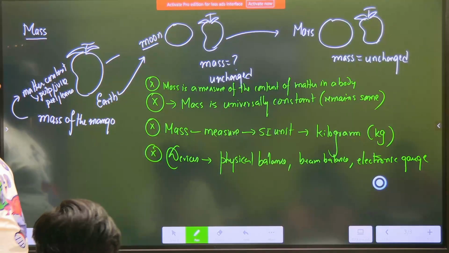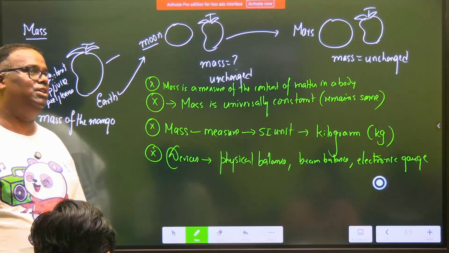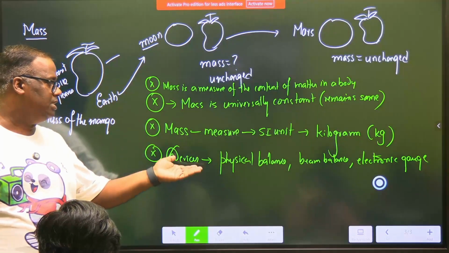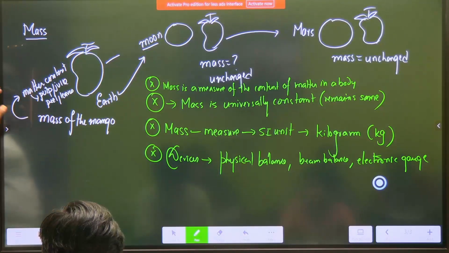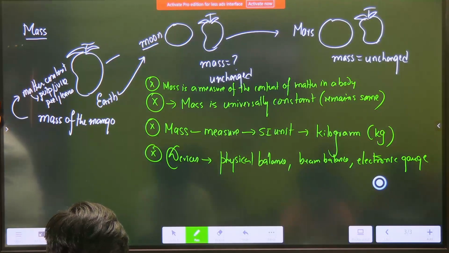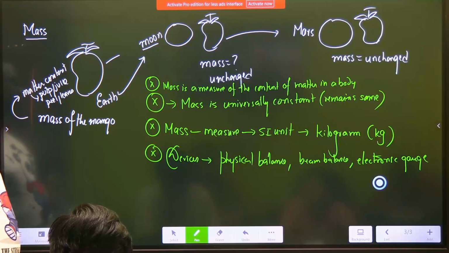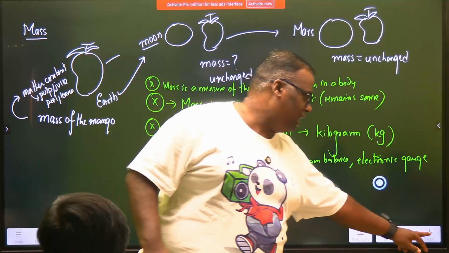तो this is about mass. Understood? So mass is a content of matter in a body. Mass remains constant universally. Mass can be measured with devices like physical balance, beam balance, electronic gauge, and the SI unit of mass is kilogram. समझ में आया? ठीक है. अब वेट में जाने से पहले एक और कॉन्सेप्ट समझेंगे, उसके बाद वेट में घुसेंगे और फिर मास में दोबारा आएंगे. चलें, आइए.